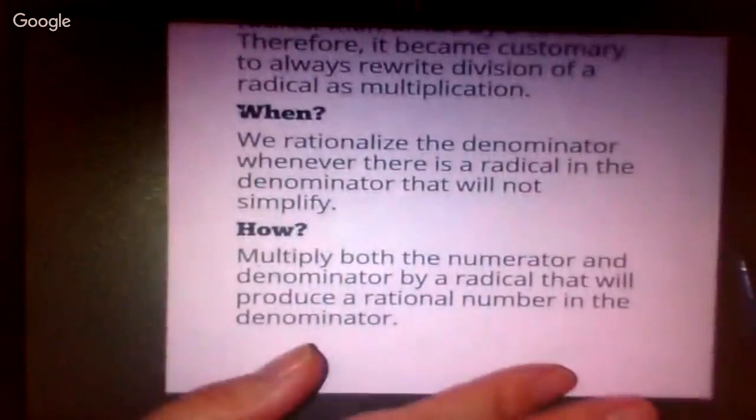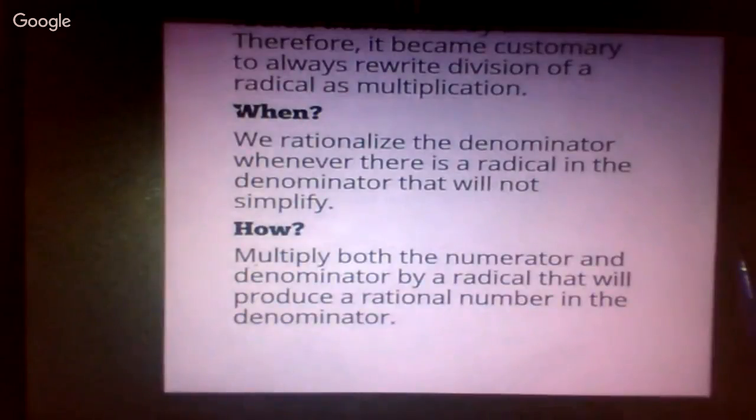So, we rationalize the denominator whenever there is a radical in the denominator that will not simplify. When we had the square root of 4, we could simplify it. The square root of 4 was 2. If we end up with the square root of 3 in the bottom, to get rid of it, we're going to do something called rationalizing the denominator. And how we do that is we multiply both the numerator and denominator by a radical that will produce a rational number in the denominator.